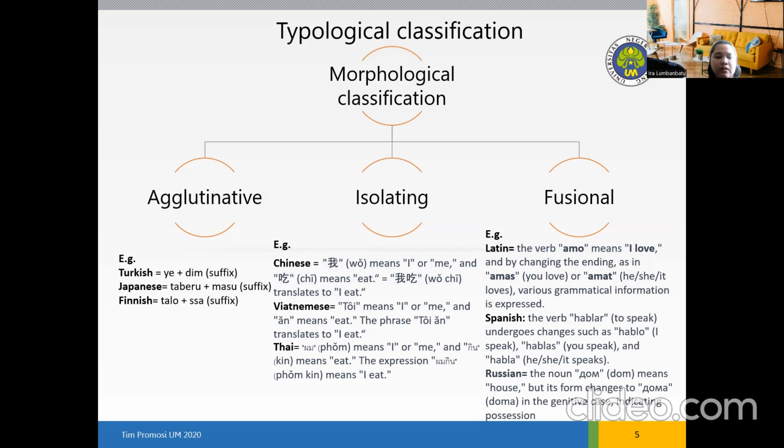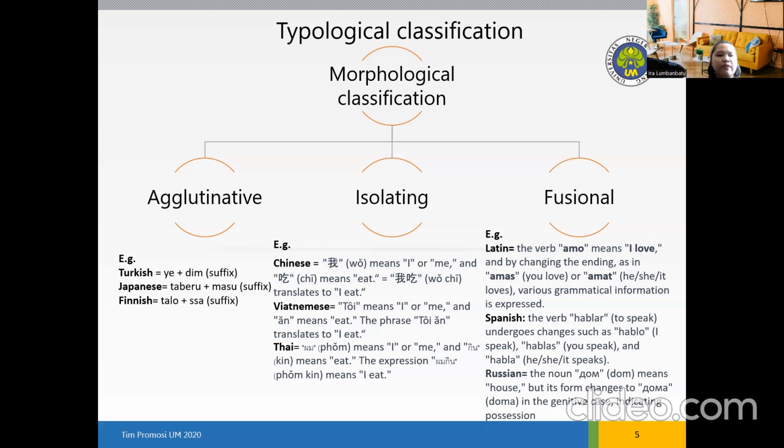If you look at your screen, we have some language examples of agglutinative languages. The first one is Turkish. Actually, I don't know how to pronounce it, and then plus dim. Dim is the suffix. The first part means to eat, and dim is the suffix for past tense. If you combine both of them, it becomes yadim, and that means I ate. So it's past tense.